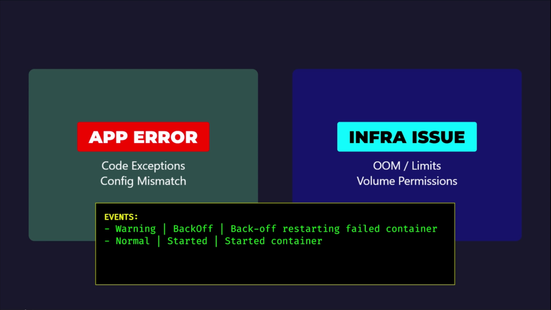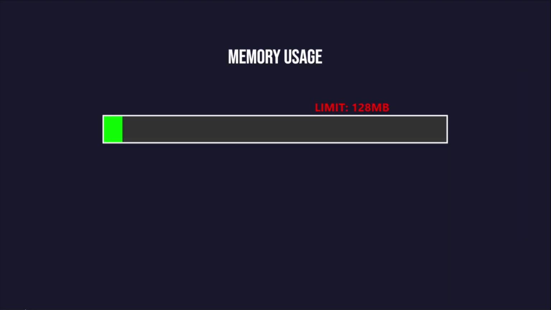If the container successfully starts but immediately fails, the event log will show started container followed immediately by killing container. This sequence confirms the application process itself terminated unexpectedly. Analyze the message associated with the termination to identify resource limits, security context violations, or volume mounting failures.